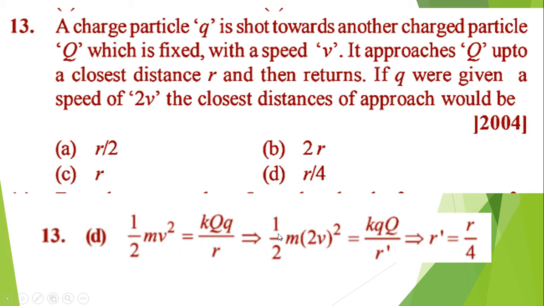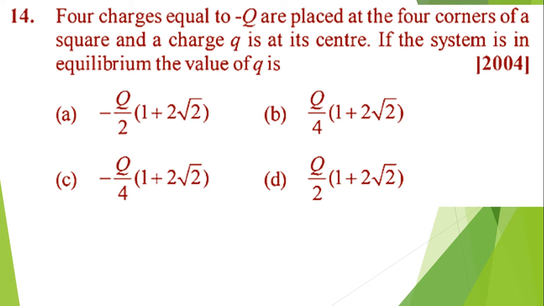The speed of the charged particle is changed, so the nearest approach distance between small q and capital Q is changed. So the kinetic energy, half m (2v) whole square, is equal to the electrostatic potential energy K Q q by r dash, where r dash is the changed nearest approach distance between small q and capital Q. After solving that, we find the value of r dash is equal to r by 4. So the right answer is D. A, C, B is not possible.